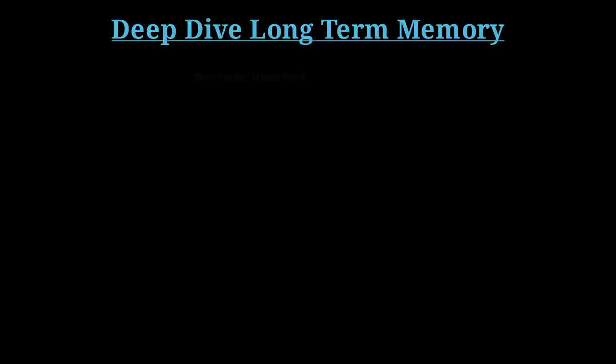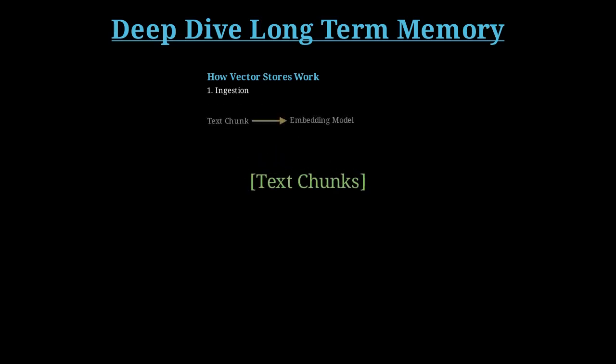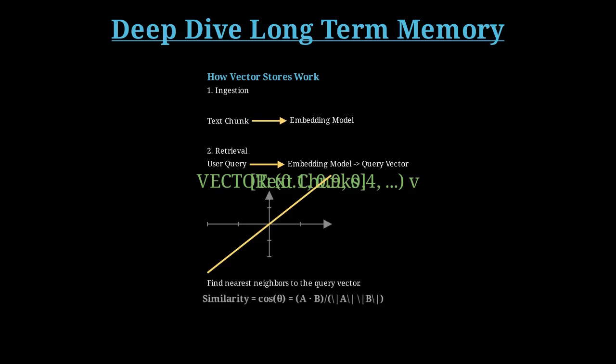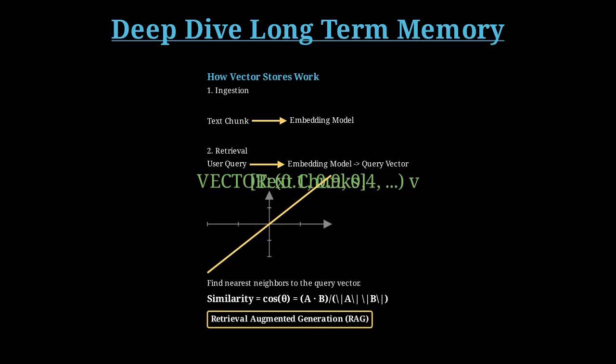So how does long-term memory work in practice? The most common approach is using a vector database. Here's the process. First, you take your external documents like PDFs, past conversations, or a knowledge base and break them into smaller chunks. Each chunk is then passed through an embedding model, which converts the text into a high-dimensional numerical vector. These vectors are stored in a vector database. When the agent needs information, it embeds its current query into a vector and performs a similarity search in the database.